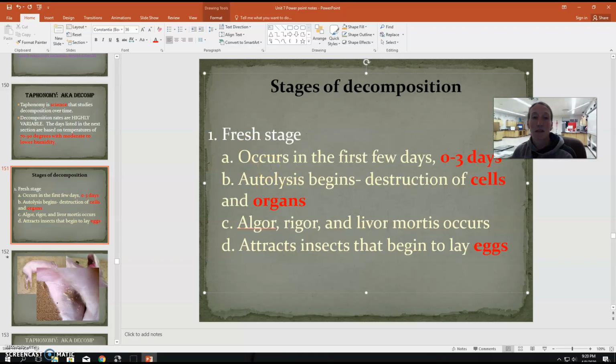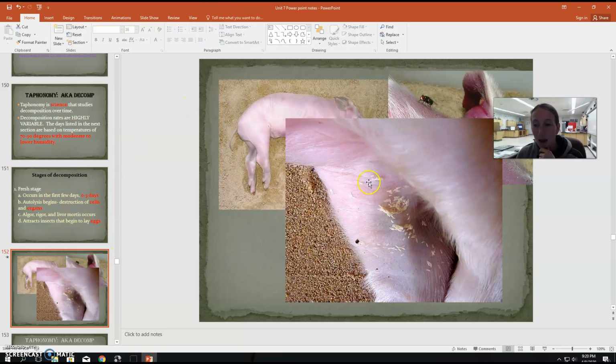Okay, now because the stage is 0 to 3, if you remember entomology, it only takes approximately 24 hours for those eggs to turn into first stage larvae, also known as maggots. So by day 2, there's maggots on the body. By day 3, those first stage maggots have grown to second stage maggots. So now you have larger maggots crawling all over the body after 3 days. Okay. All right, so that's the fresh stage. Let's move on to the next one.